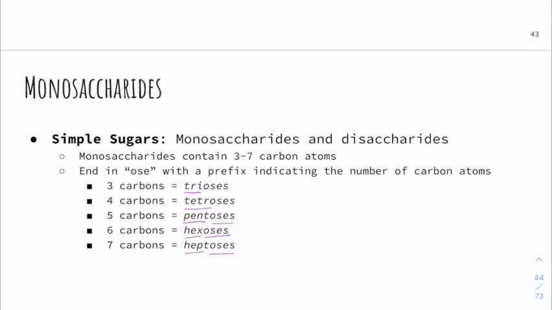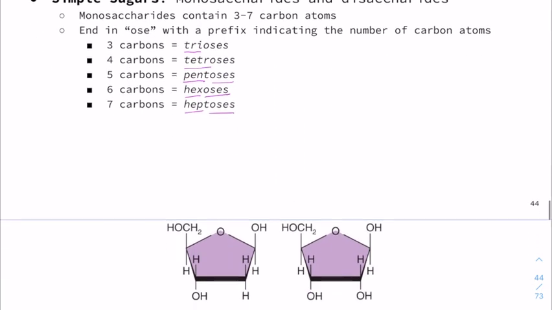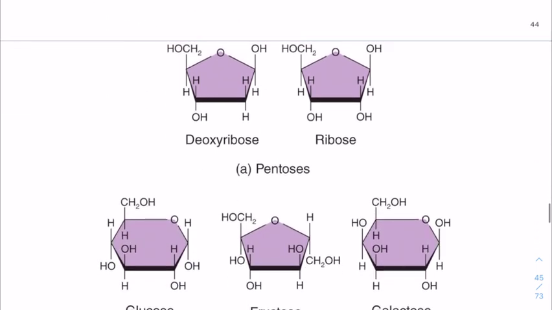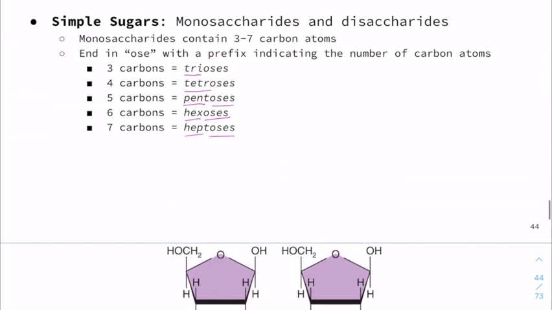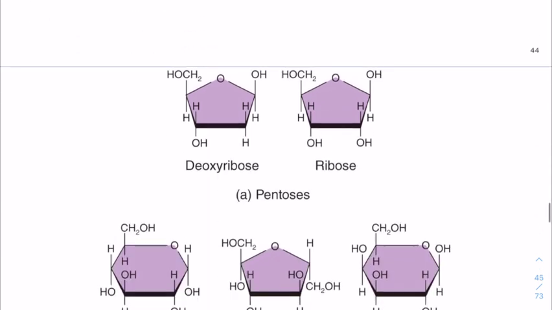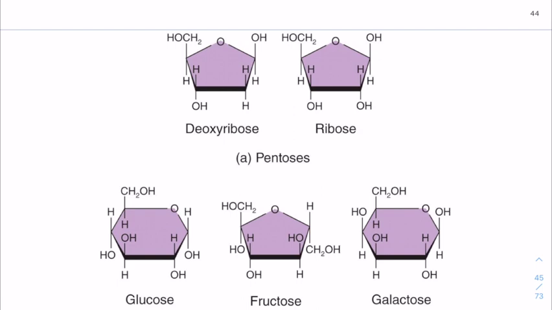So here are some really good examples. Our pentoses have 5 carbons: deoxyribose and ribose. Hexoses, remember from above, hex means 6. These have 6 carbons: glucose, fructose, galactose. They all have the exact same chemical formula, but different structures. Same with deoxyribose and ribose. Same chemical formula, different structure.